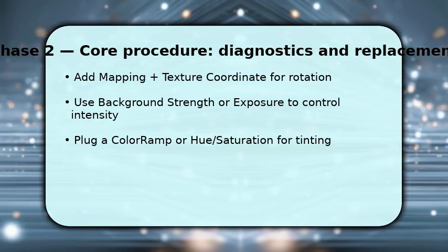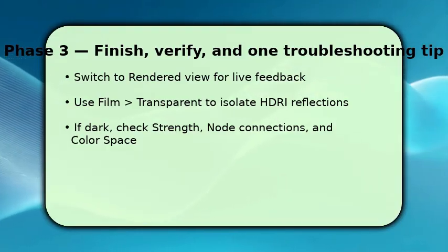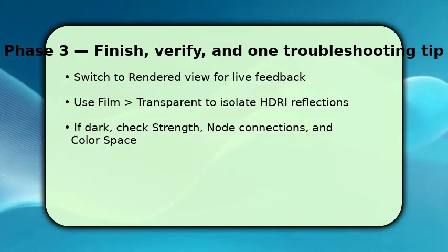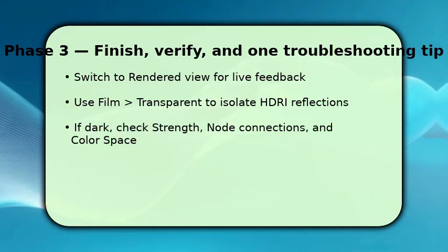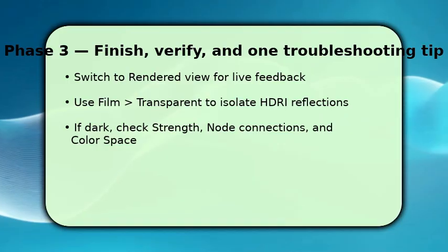Finish by switching to rendered view so you see the HDRI impact on lighting and speculars. If you need the sky invisible in final compositing, enable film transparent, which preserves reflections but hides the background. For final renders, choose relevant color space, filmic for realism, raw or linear for technical control.